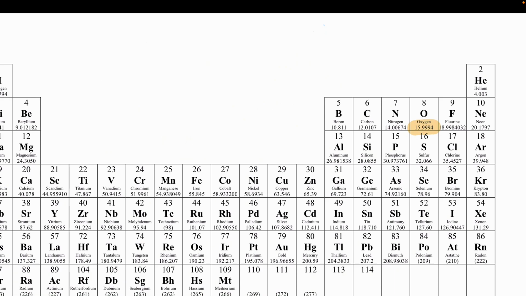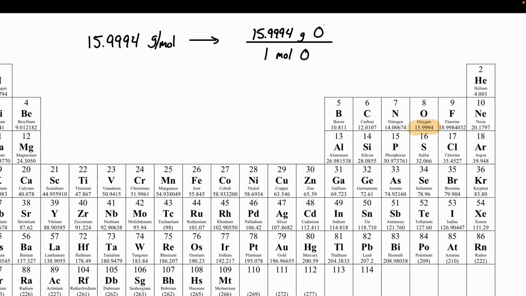Okay, so I have this 15.9994 grams per mole. But what we're going to do and how we're going to use it in our math is we're going to take those and split them up. So 15.9994 grams of oxygen over 1 mole of oxygen.